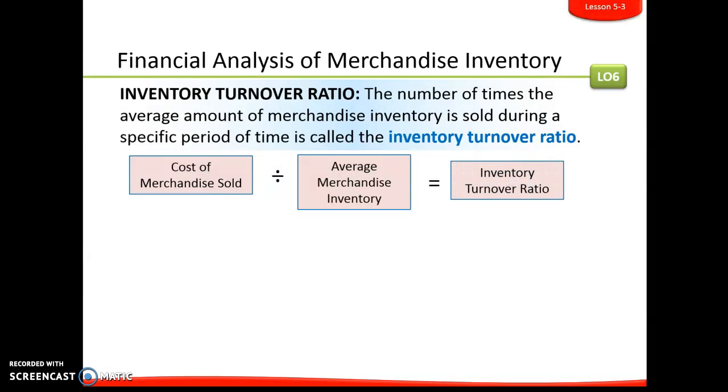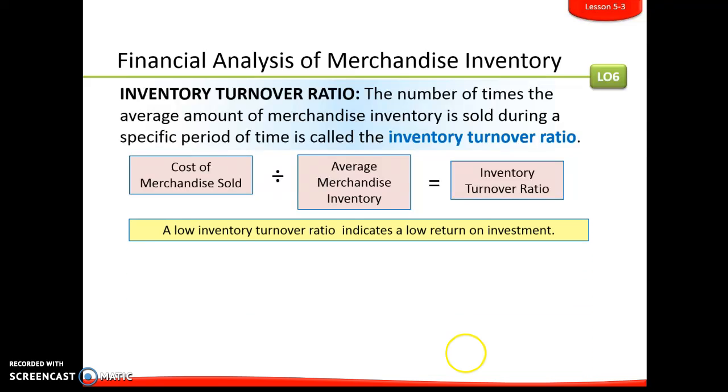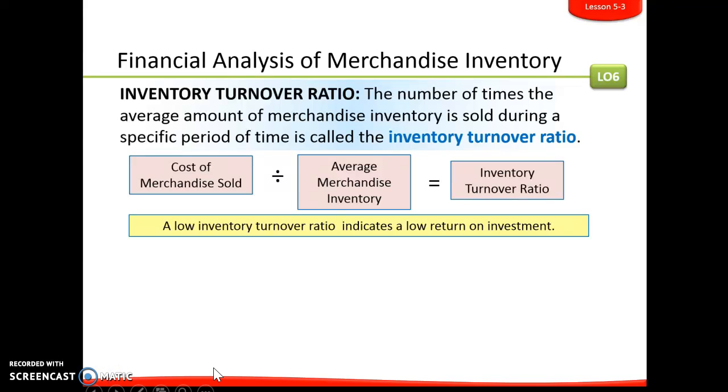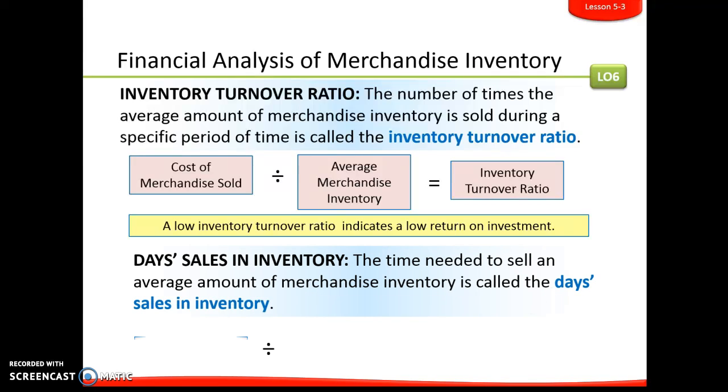Okay, so inventory turnover ratio is the number of times the average amount of merchandise inventory is sold during a specific period of time. So what we're going to do is we're going to take cost of merchandise sold divided by the average merchandise inventory to get our inventory turnover ratio. Okay, so if we have a low inventory turnover ratio, that's going to indicate a low return on investment.